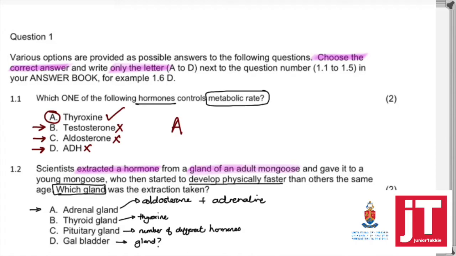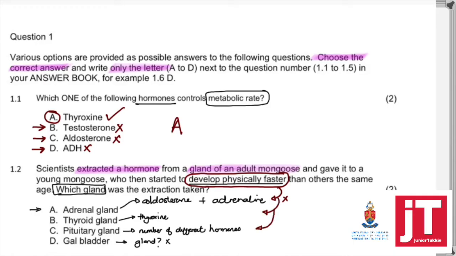Now we can start to analyze our options. So we know definitely D, gallbladder, it's not probable that that's going to be our answer, so we're going to eliminate that one. We look at the others. In terms of developing physically faster, aldosterone and adrenaline, not so much. Adrenaline maybe in our performance, but in terms of development, I wouldn't go the route of the adrenal gland.